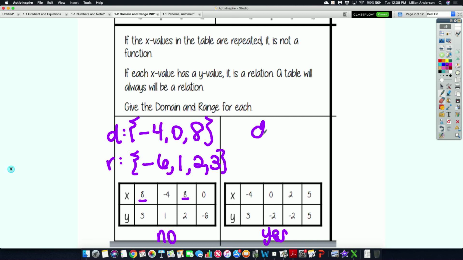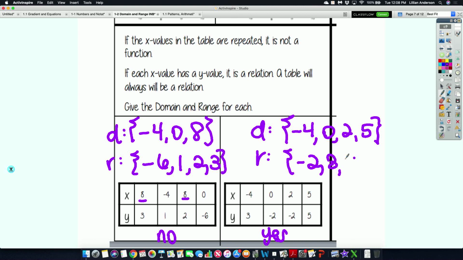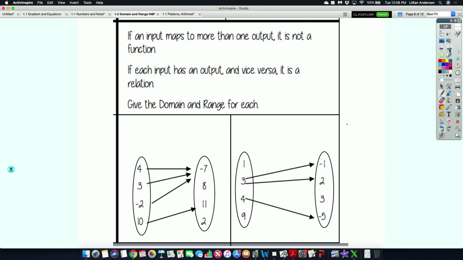The second one. -4, 0. Very good. And the range. -2, 3, 5. Good stuff. Easy peasy. There we go. All right.